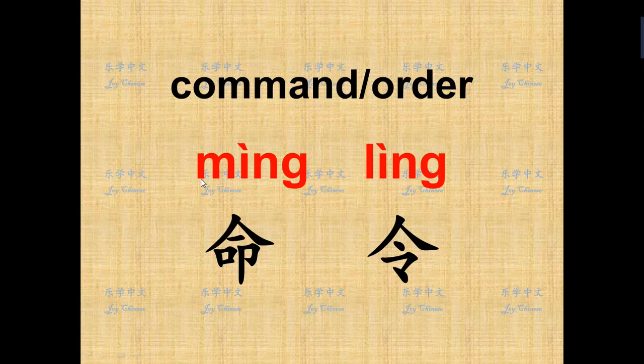Here we have a combination of mi and li with ing. Both of them are fourth tone. Mi ing, ming. Li ing, ling. So each of them means command or order. When you put them together, it's a word, has the same meaning, command or order. Ming, ling.